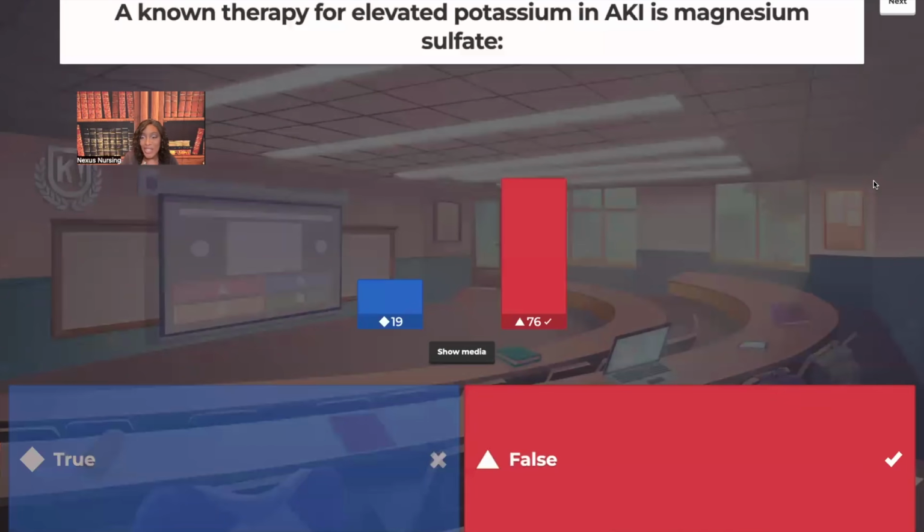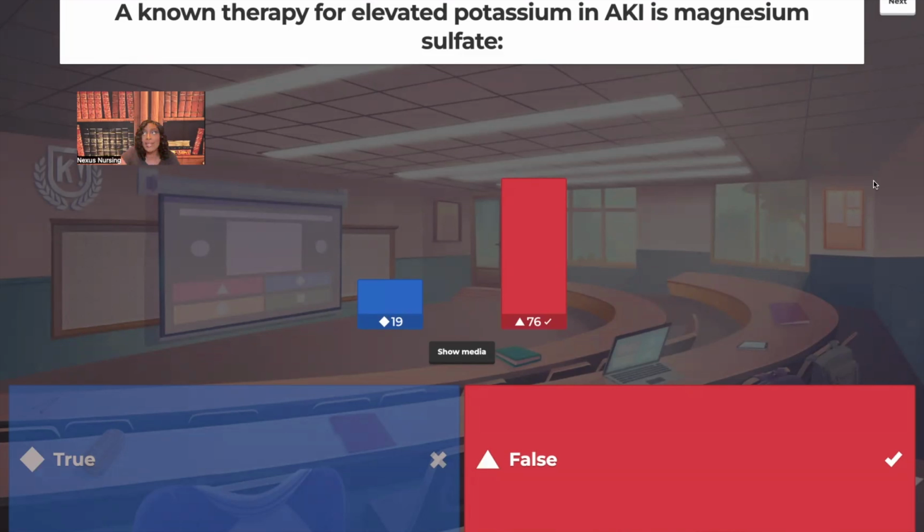Very good. I thought I was going to trick you. Most of you guys chose false. I'm disturbed by 19 of you that chose true, but this is false. So guys, it's not magnesium sulfate. What is it that we give that I haven't spoken about? Does anyone on the live know? Calcium gluconate. Very good. Calcium gluconate is given.